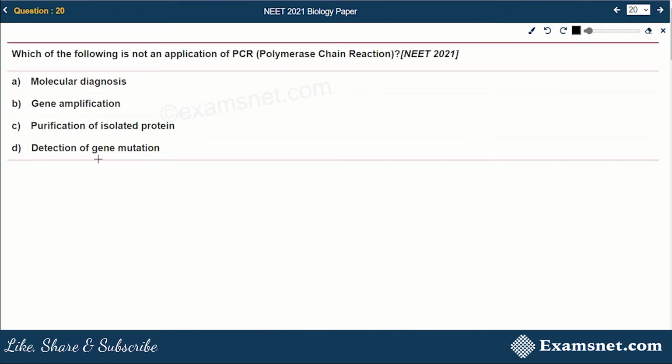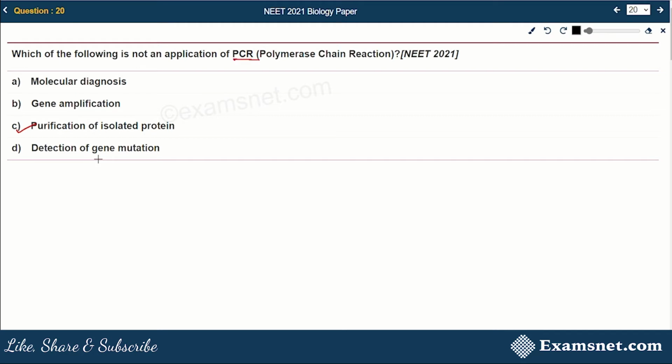Question number 20 is from the chapter Biotechnology and its Applications, class 12. And the question is, which of the following is not an application of PCR or polymerase chain reaction? And the options are molecular diagnosis, gene amplification, purification of isolated protein, and detection of gene mutation. And the correct option is option C, that is purification of isolated protein.